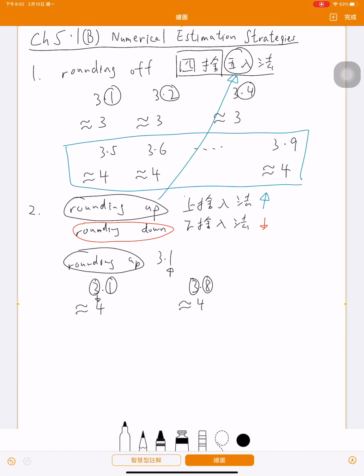Okay? So on the other hand, rounding down has another meaning. That is, we will not increase the number to 4. For rounding down 3.1, we may say 3.1 is equal to 3. For rounding down 3.8, it is also 3. That means, again, we will not look at the number here. We will just directly use the integer here. That is rounding down. Understand? So that's all.